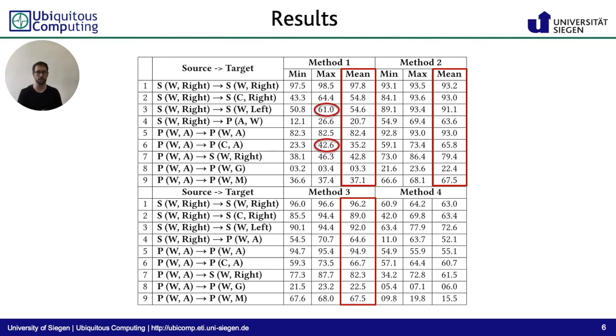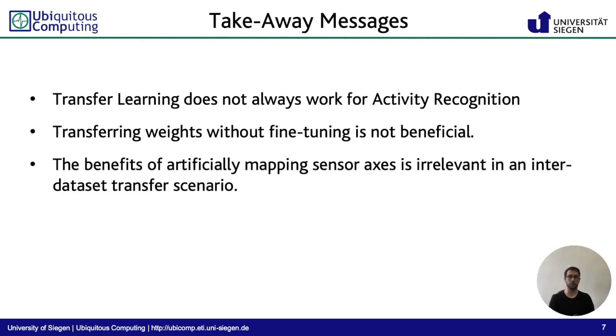Experiments 3 and 6, which are intra-dataset transfers from one sensor placement to another, are very interesting. They show that even after artificially matching the sensor orientation by permuting and inverting the sensor axes, we are not able to nearly reach baseline F1 scores. It is surprising that although the modalities of both datasets are largely identical, a transfer between them is always accompanied by strong performance losses if we do not fine-tune big parts of our network.